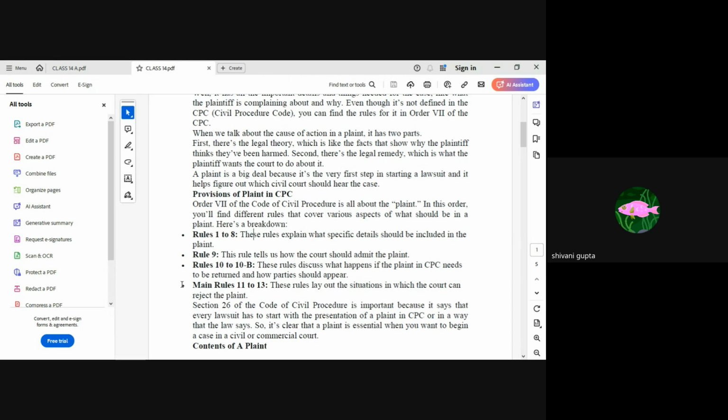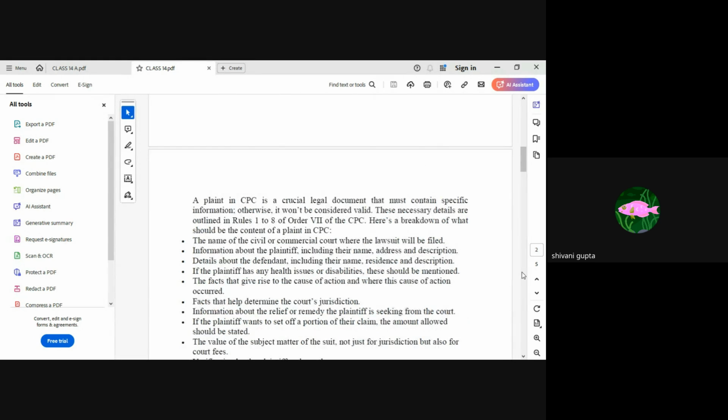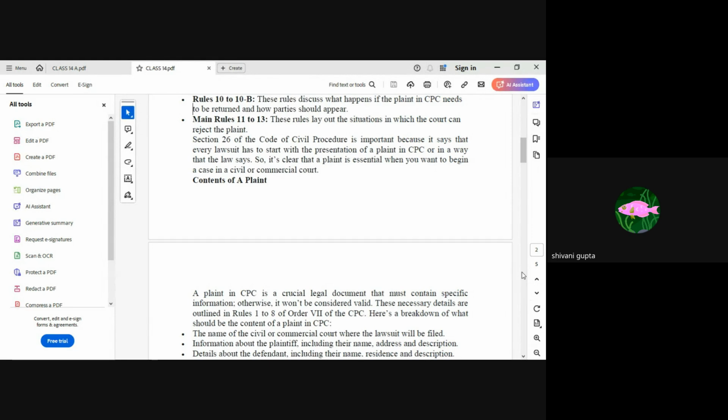Now comes rule number 10, 10A and 10B. Rules 10A and 10B tell what happens if the plaint in the CPC needs to be returned and how parties should properly appear. It means the plaint is not thoroughly rejected or denied, but the court asks that certain changes be mentioned or introduced in the plaint, and after that they will admit it. So rules 10, 10A and 10B talk about the same.